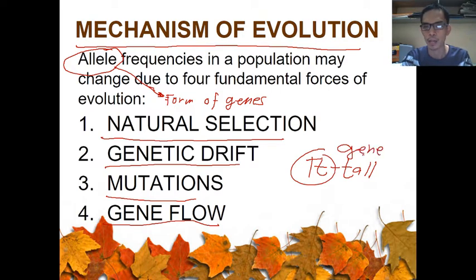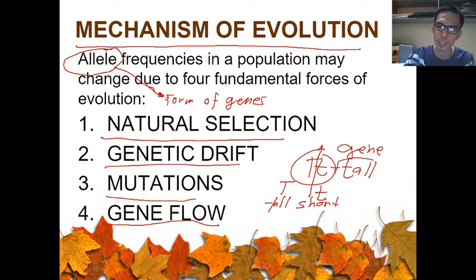Now, what is the allele? Alright, so what are the alleles for the gene for height? So we have here tall and short. So that's the reason why we have dominant and recessive. In this case, tall is the dominant, so the one that will appear on the organism's phenotype is tall. Alright, so these are your alleles.